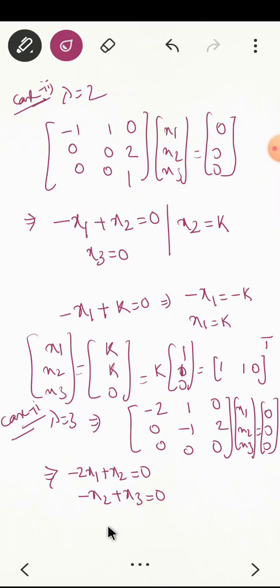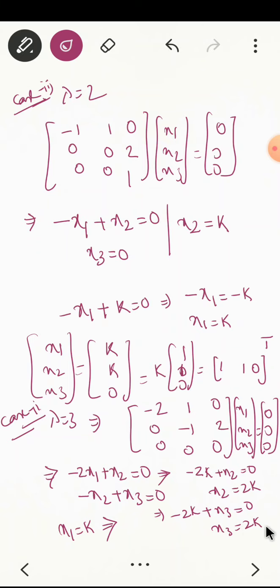So we don't know anything. That's why take any one of the values as k. Let us take x1 as k. If I take x1 as k, I will get x2. Substitute x1 as k here: minus 2k plus x2 equal to 0. x2 will become 2k. Okay, x2 I got. Substitute x2 here: minus 2k plus x3 equal to 0. x3 is also 2k. Minus x2 is minus 2k, plus x3, so x3 will become k.